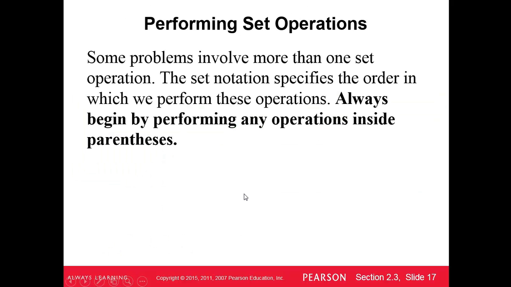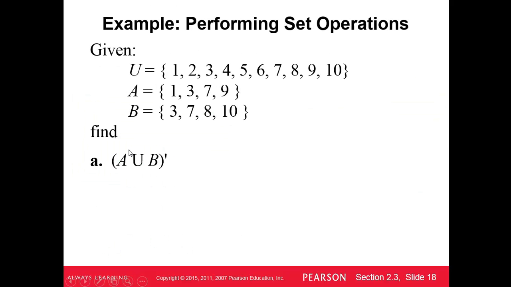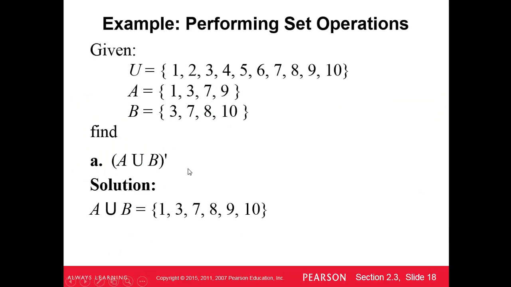Now, if we have more than one set, and we're going to be doing some operations, this is just kind of like the order of operations with everyday numbers. So we can say find A union B and then find the complement, kind of like you do what's inside the parentheses first. So A union B will be 1, 3, 7, 8, 9, 10. And the complement would be what's left, 2, 4, 5, and 6.